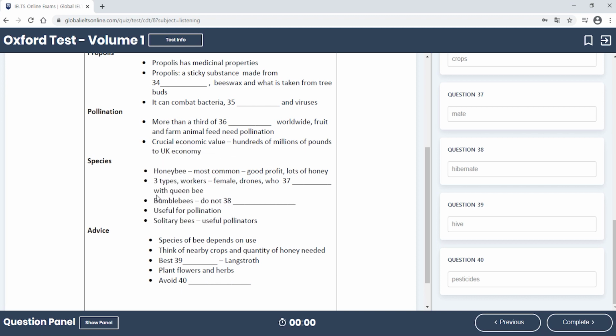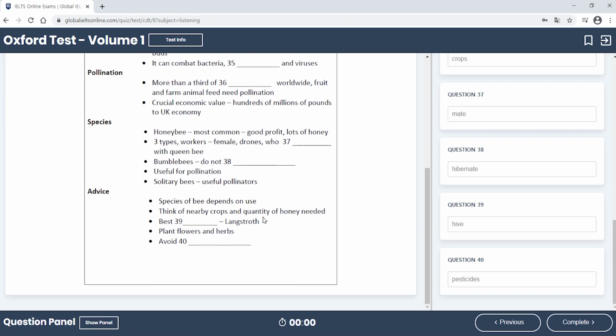So that's why you've got to look at the whole sentence, because it wouldn't make sense to say who are male with queen bee. That doesn't make any sense. So who mate with queen bee. You've got to make sure your answer agrees with the words on either side of it. Okay, it makes a complete sentence. So that's what they were trying to trick you with in 37.